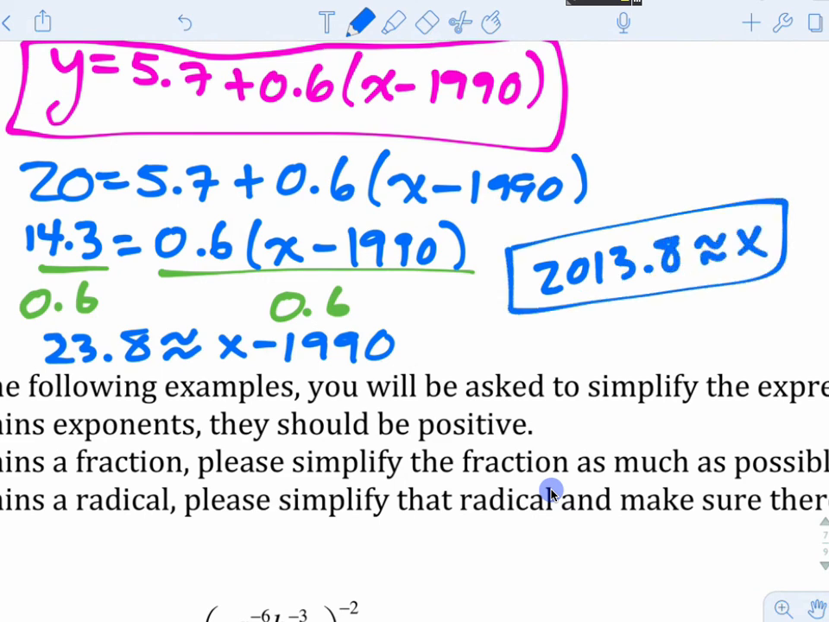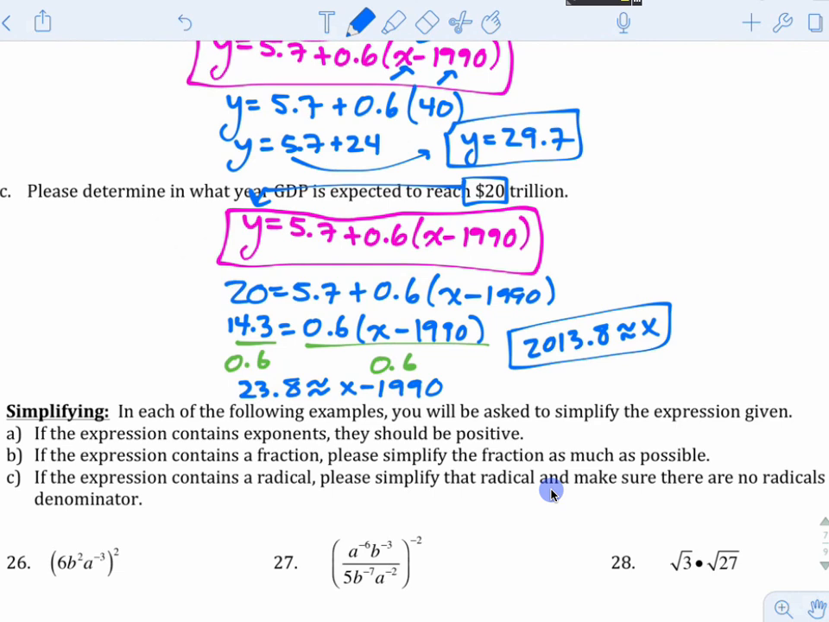And so what I would say in an exam or quiz situation is, listen, that means that sometime during the year 2013 is where we'd expect the GDP to reach 20 trillion. Maybe Halloween, maybe like Thanksgiving time, I don't know, late 2013.